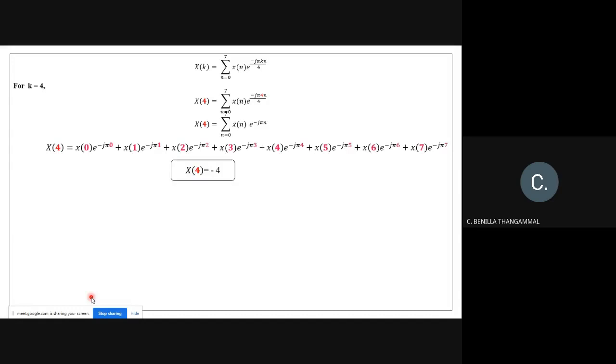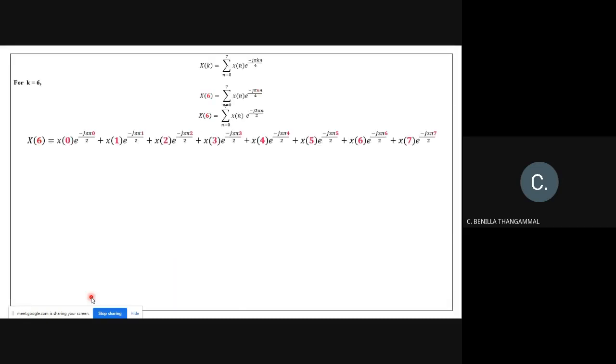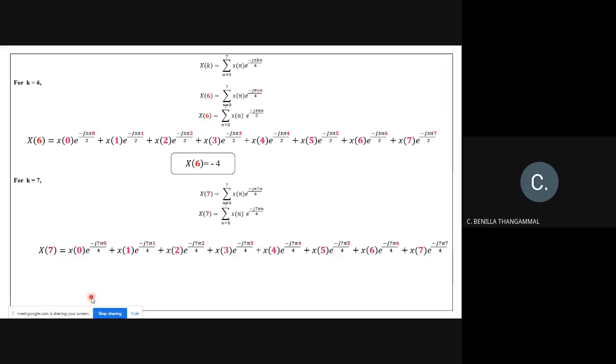Similarly, substitute your k value as 4 and then get the values here. If you substitute the same way, I'll be getting x of 4 as minus 4. So similarly, k equal to 5. Substitute in the equation, expand your summation, substitute your exponential value in terms of your trigonometric, get your x of 5. Similarly, substitute your k equal to 6, x of 6 will be minus 4, and substitute your k equal to 7, x of 7 is going to be j 4.828.